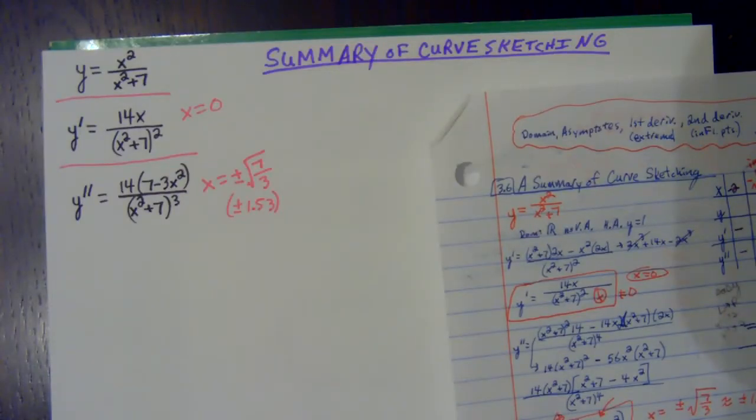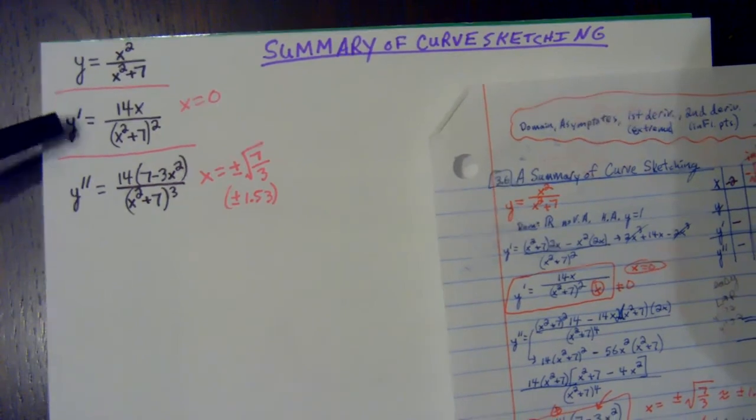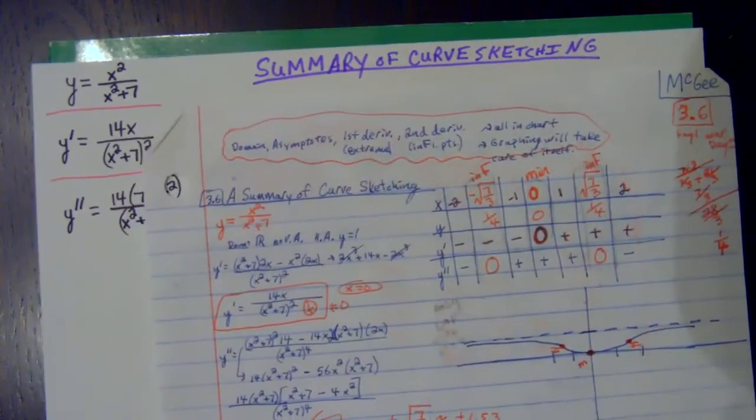In this section, we are putting everything together. I'm going to give you a function. You're going to find the first derivative and the second derivative. We're going to make one giant chart. Here's what we need to find always.